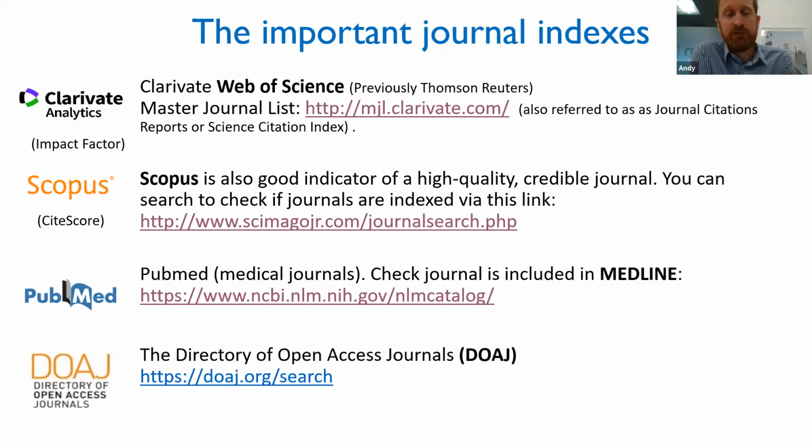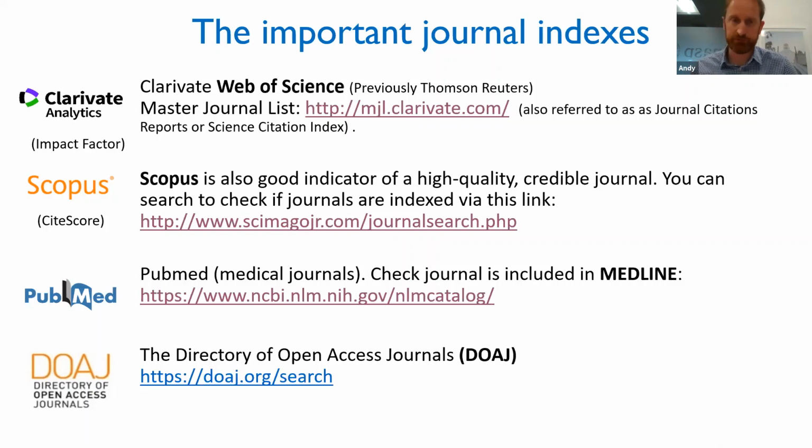But if a journal says it's got an impact factor, then you need to check that the journal is indexed in the Clarivate Web of Science. This was previously called the Thomson Reuters database. It's called all sorts of things, actually, such as the Science Citation Index, the JCR. But this link here, mjl.clarivate.com, is the place to look and check that the journal is actually in this database. If it's not in this database, then it does not have an impact factor as the majority of scientists would understand it.